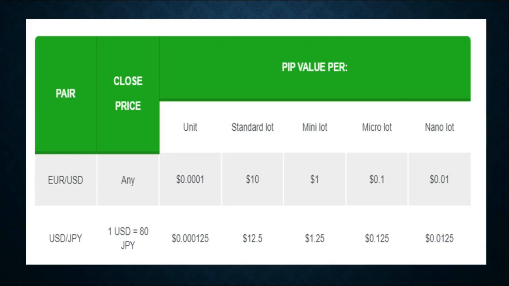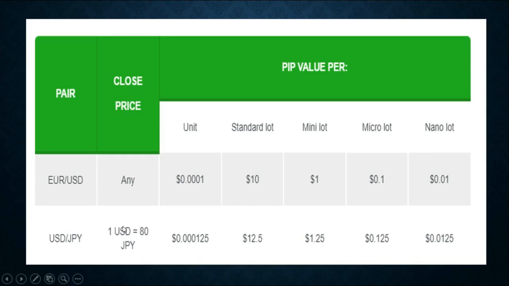Now, one standard lot on a general pair like EUR/USD controls about $10 per pip. So every single pip movement costs you about $10. On a mini lot, it will be $1 per pip. Same way, on the micro lot, it will be about 10 cents per pip, and on another lot, we have 1 cent per pip.